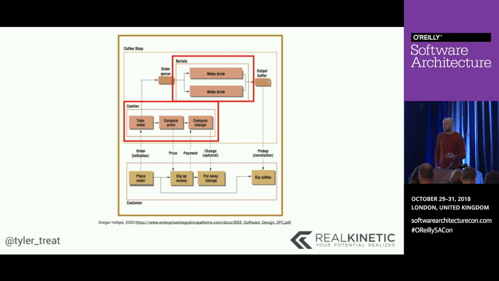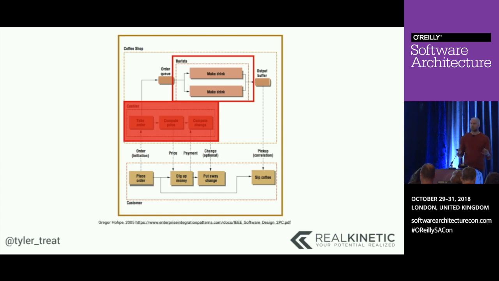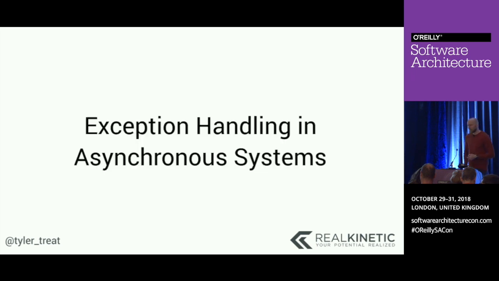And this gives us a number of advantages, right? We can scale different parts of this independently. We can add more cashiers, and we can add more baristas. We can handle a higher volume of transactions. But the flip side to that is we also now have a little more complexity, because different parts of the system can fail independently of each other, right? That's kind of the nature of decoupling these things. And so I want to look at a few techniques for how we can handle exceptions in asynchronous systems, because I think there's some things we can learn by looking at that.